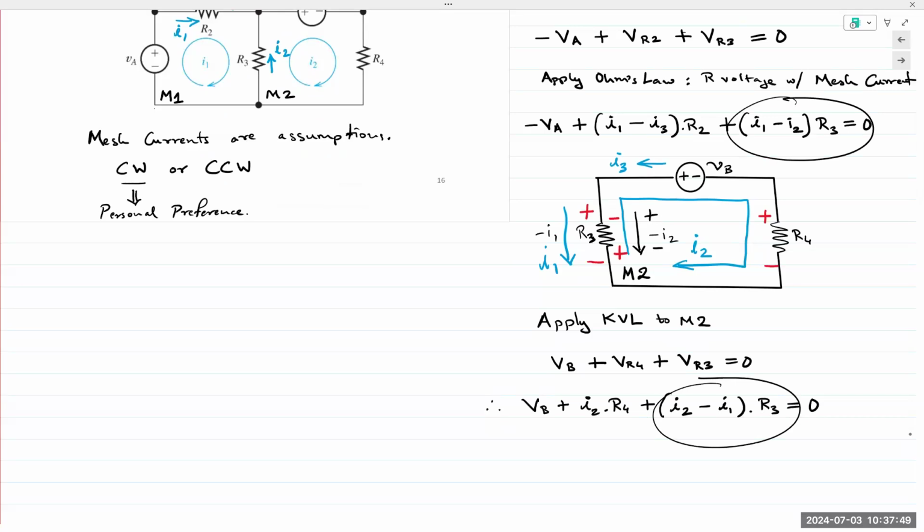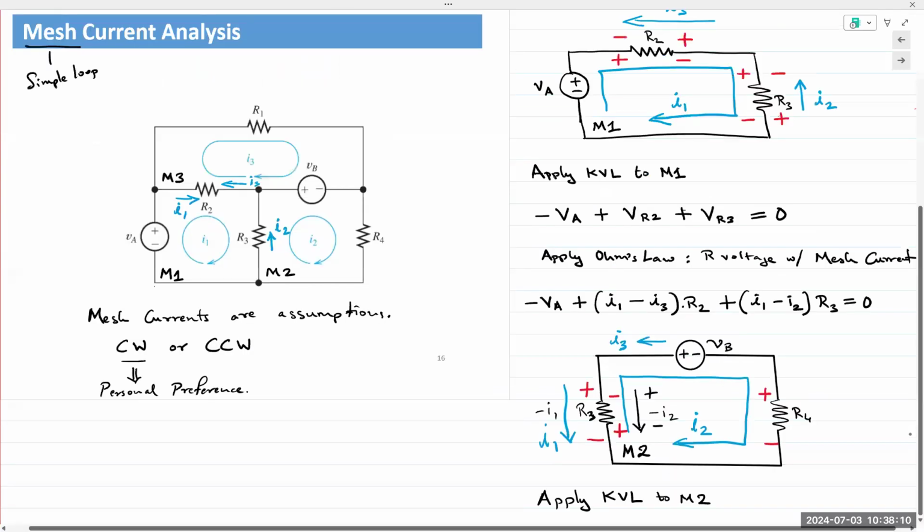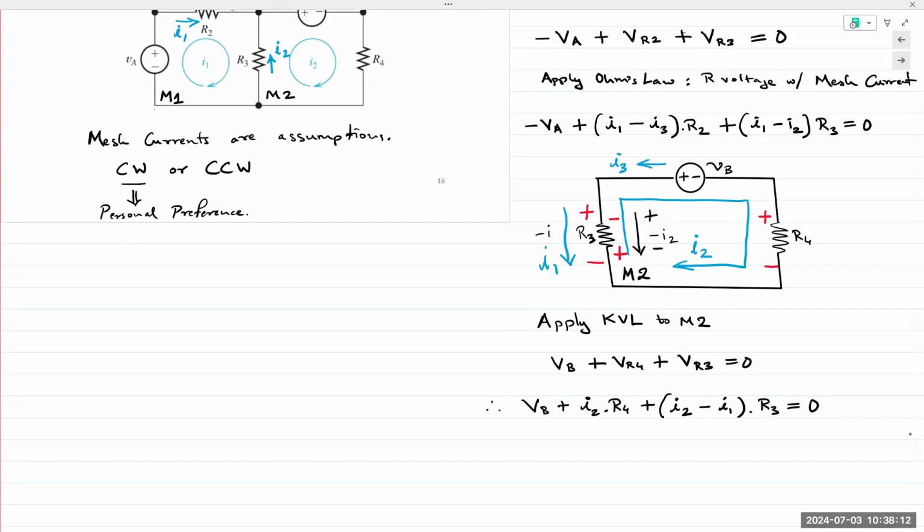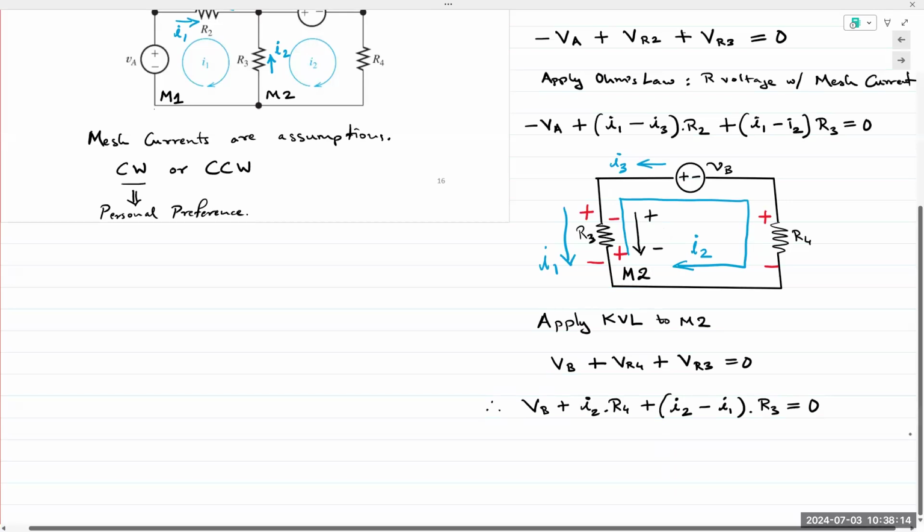And that goes back to the point I made at the beginning. It doesn't matter what you choose as the direction for your mesh current. You can choose clockwise, counterclockwise. You can mix and match, have one or two currents as clockwise, the other one or two currents as counterclockwise. Your equations will always balance out. Okay, so let's take a pause, let that sink in. Let me know if you have any questions.